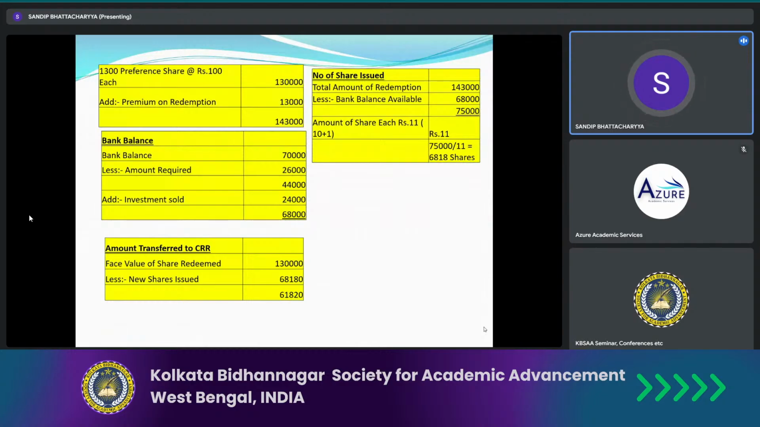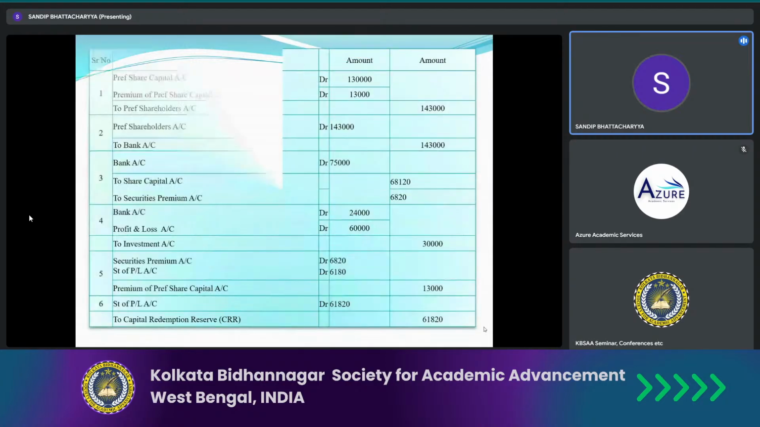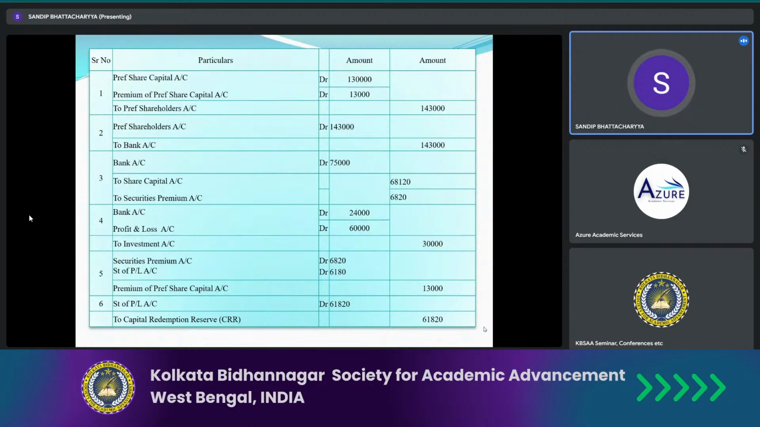Now we will move to the journal entries. You just see the journal entries. Preference share capital account debit. This is the due entry. Preference share capital account debit is 1,30,000. Premium on preference share capital account debit is 13,000, that is 1,30,000 into 10% of the premium value. To preference shareholders account is 1,43,000. So this is the due entry.